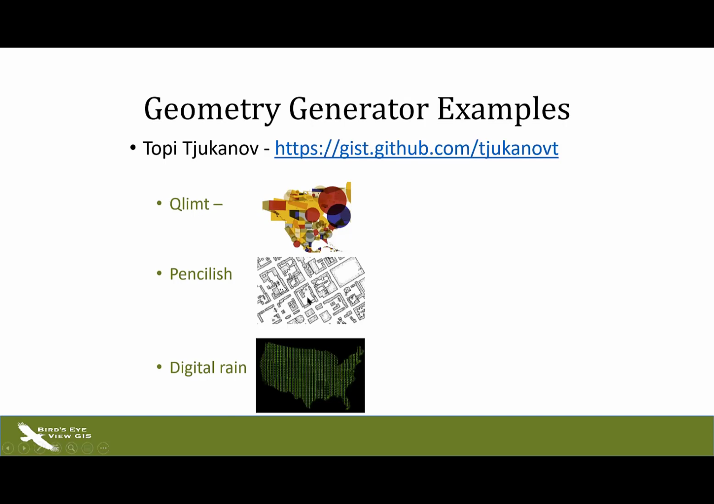So Q-Klimt is the name of that one. There's a pencilish one, which is very similar to what we just did with the random dot marker for the US states, and this digital rain. So if you're curious, those are some really good resources you can go to explore this renderer in a little more detail and what's possible.